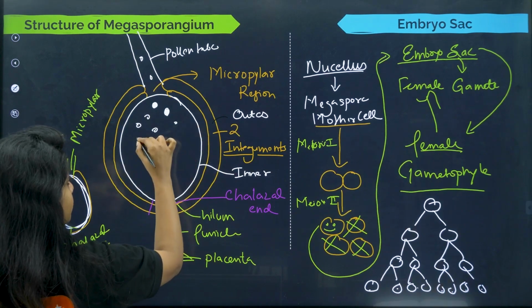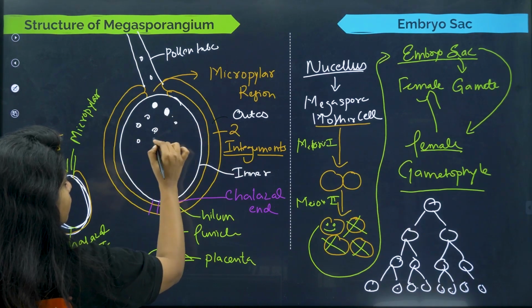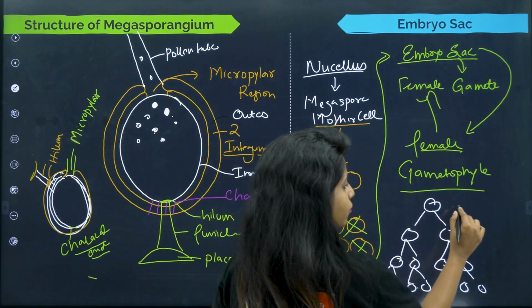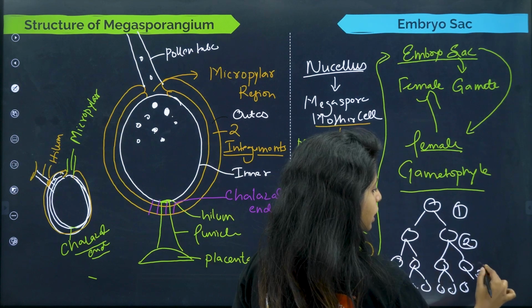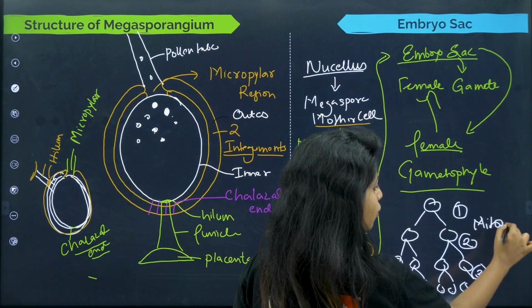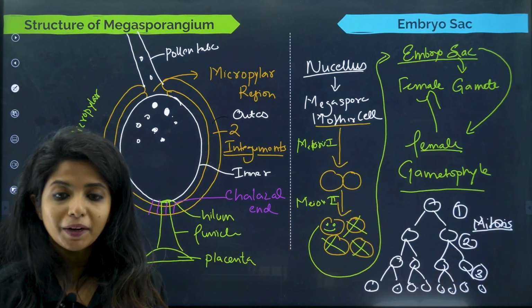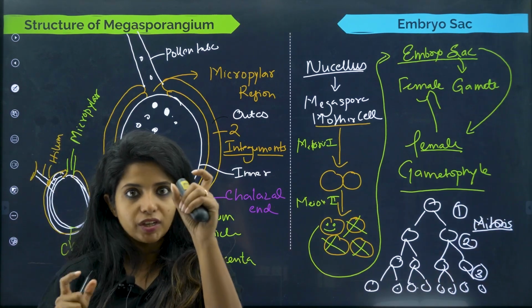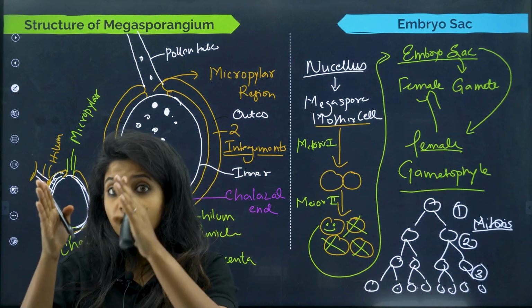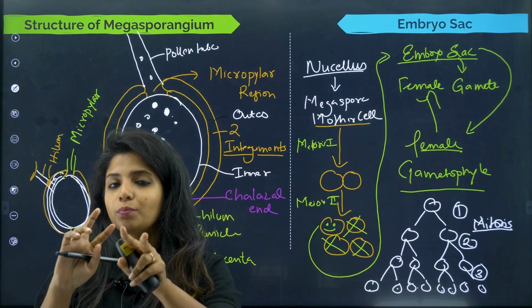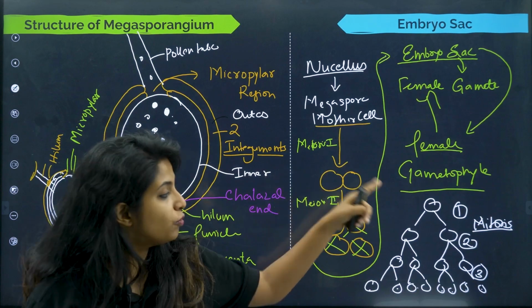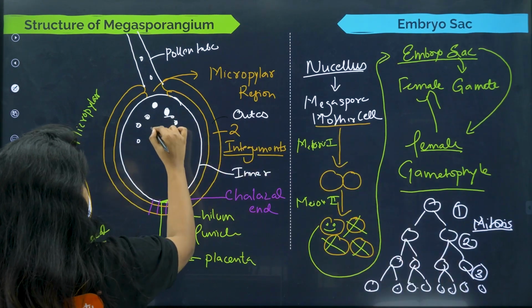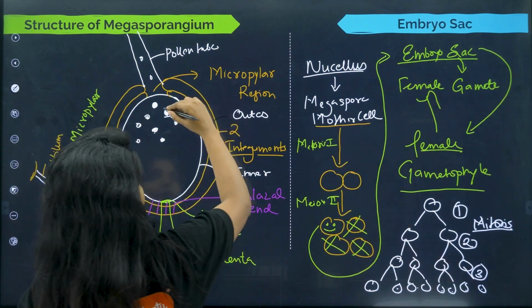We'll be having what, children? 8 nuclei. Okay. So how many divisions were there? First mitosis, second mitosis, third mitosis. In the case of pollen cells, what was the case? How many mitoses were there? First mitosis where the pollen was dividing into 2, into vegetative and the generative one. The second mitosis where the generative cell was dividing into 2 male gametes. So only 2 mitoses were there. Over here, how many mitoses are there, children? 3 mitoses, in which I get 8 nuclei.